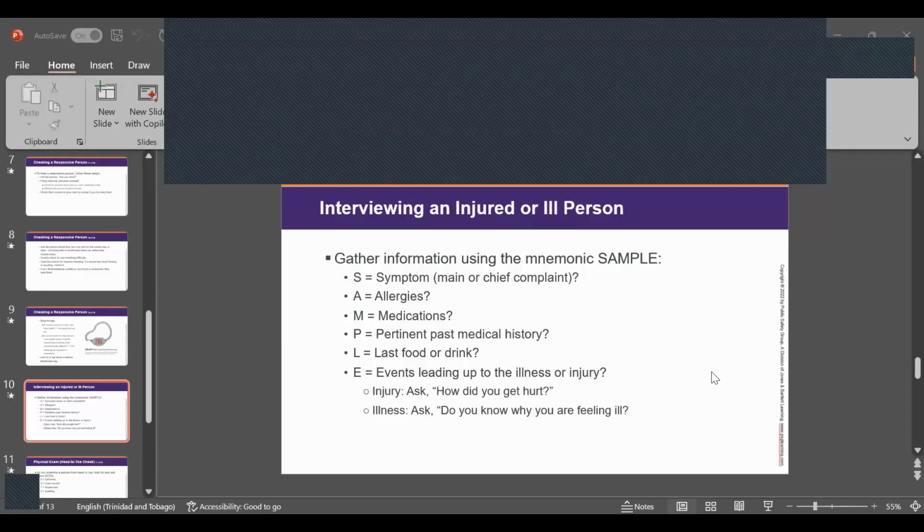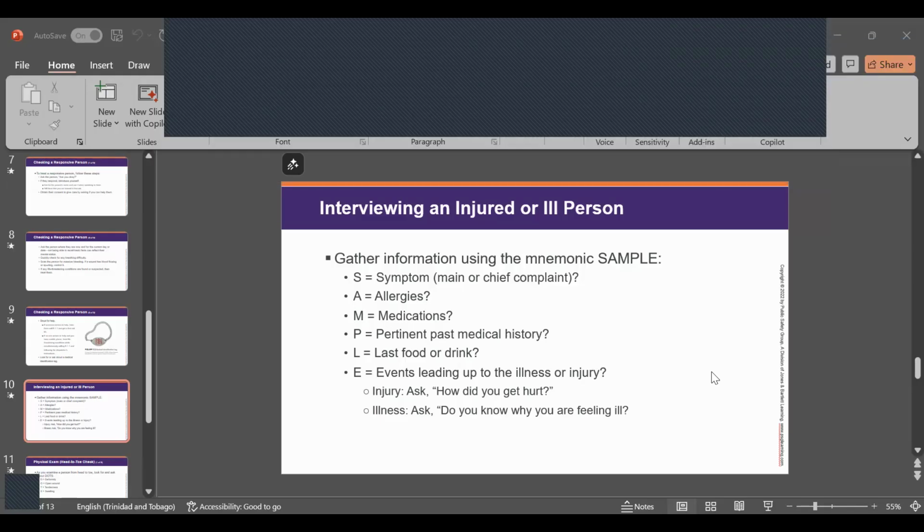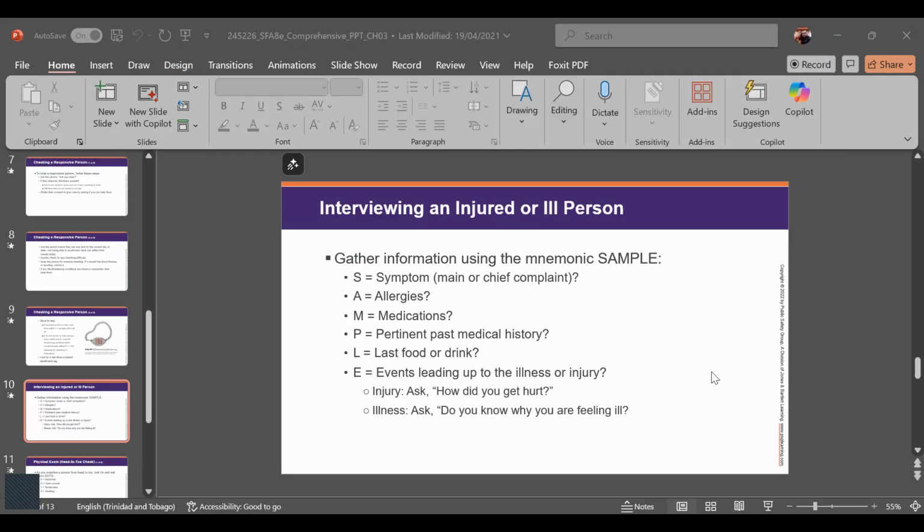The SAMPLE mnemonic was created to give us pertinent information about what is going on right now, to avoid the unnecessary description and unnecessary ramblings of people. Okay.